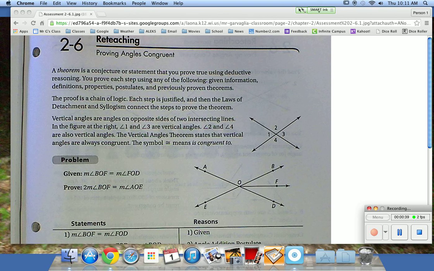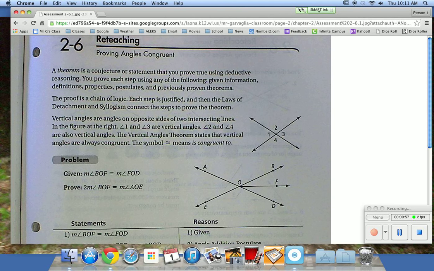All right. A theorem, let me read this for you. A theorem is a conjecture or statement. Listen up. Enough. When I'm talking, stop. A theorem is a conjecture or statement that you prove true using deductive reasoning.